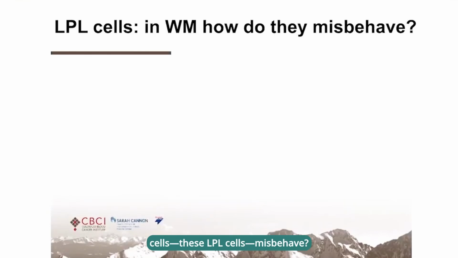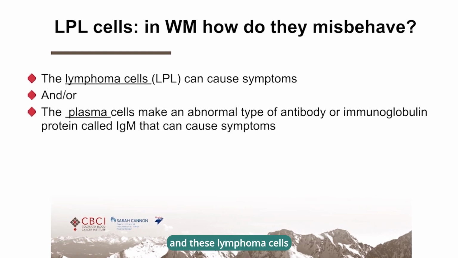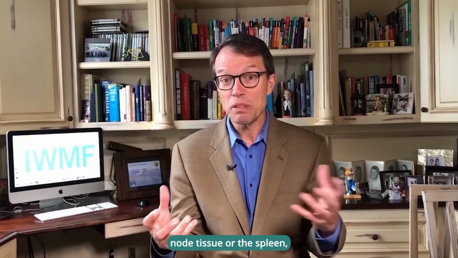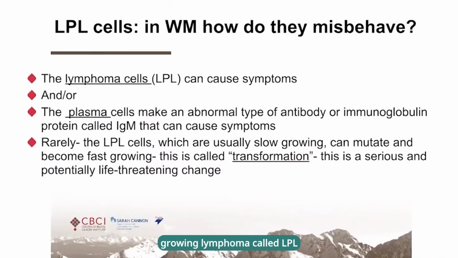So how do these lymphoma cells, these LPL cells, misbehave? Well, they can cause symptoms in patients that make you feel sick, and how they can do that is these plasma cells and these lymphoma cells can make this abnormal IgM protein, and the IgM protein itself can cause symptoms. Also, the LPL cells themselves, the lymphoma cells, as they grow and take over the bone marrow and sometimes the lymph node tissue or the spleen, they can also cause symptoms. Additionally, and thank goodness this is not very common, sometimes this slow-growing lymphoma called LPL can morph or transform into a more aggressive kind of lymphoma. We call that transformation, and when that occurs, it's serious and potentially life-threatening.